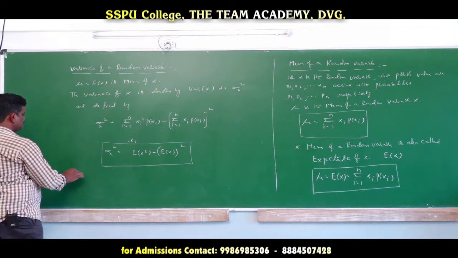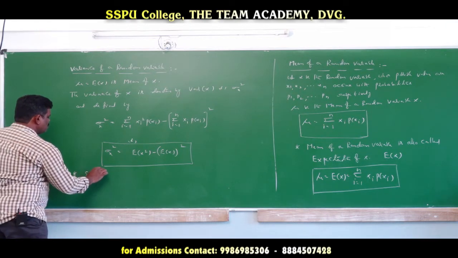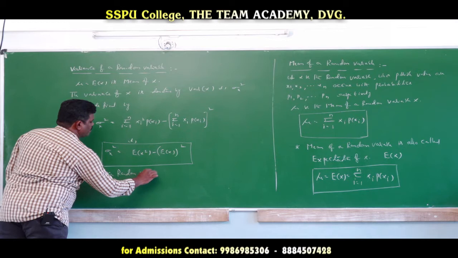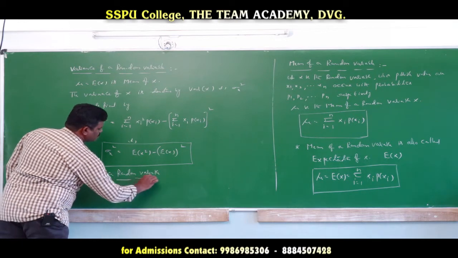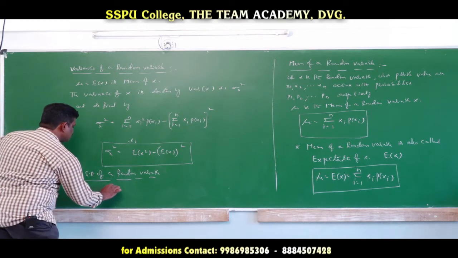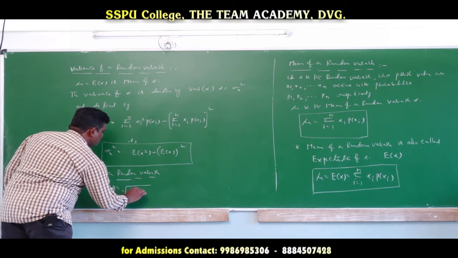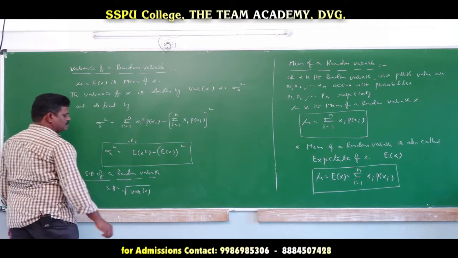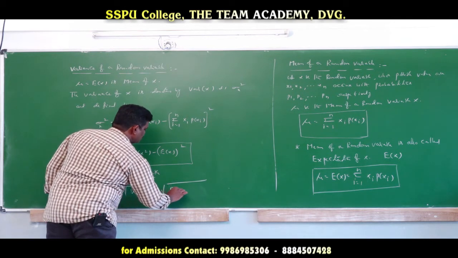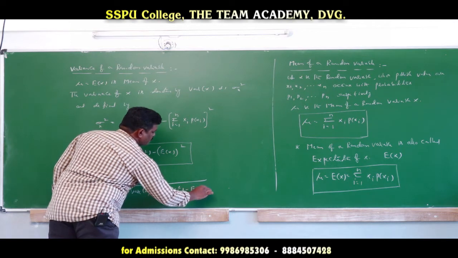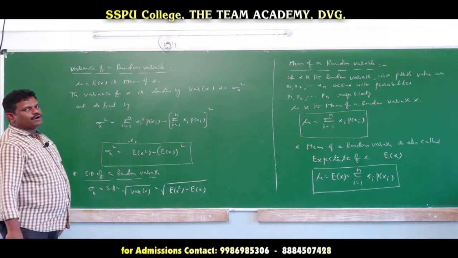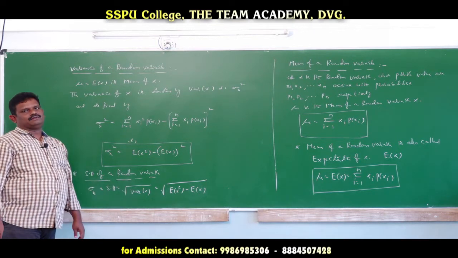Another point: the standard deviation, SD, of a random variable. We already know that standard deviation means the square root of variance. So SD is equal to the square root of Var(x), otherwise the square root of expectation of x square minus the square of expectation of x. Generally we denote SD with sigma x, which is the square root of the variance of x.